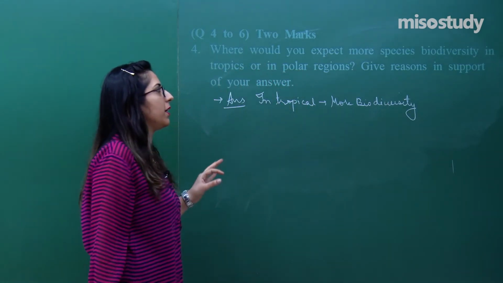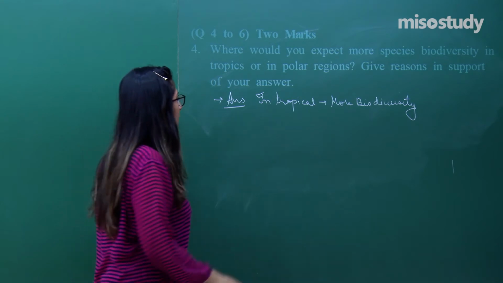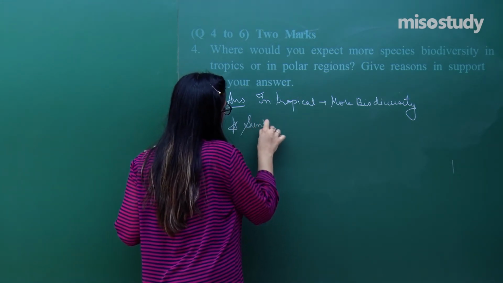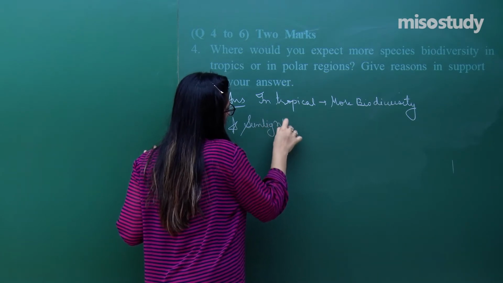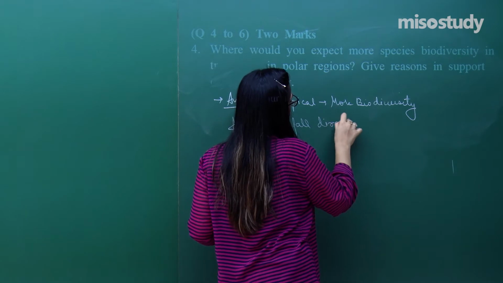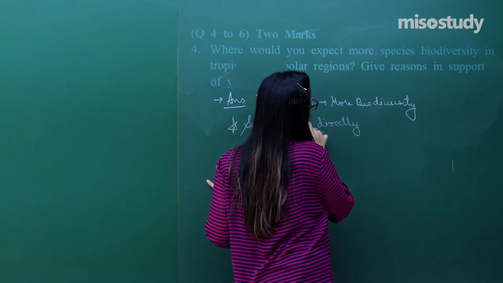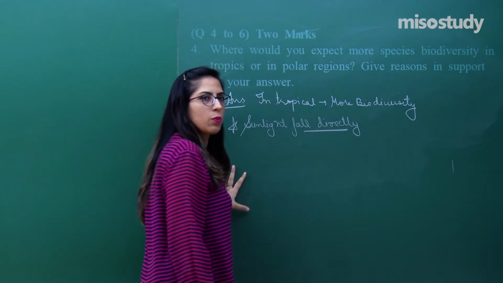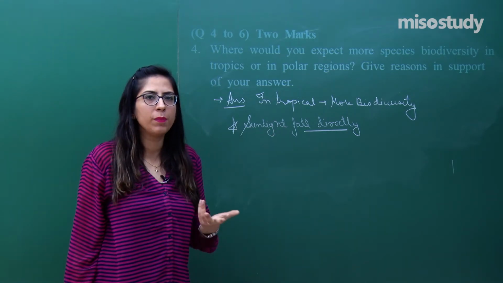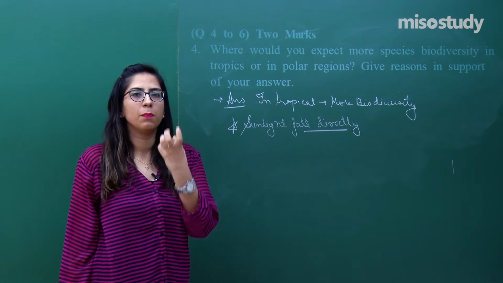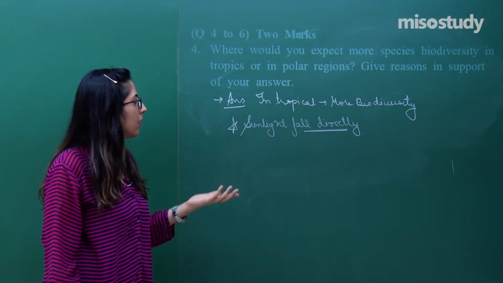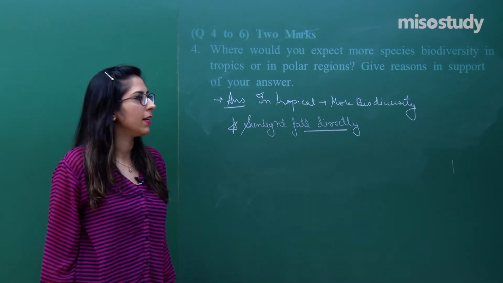Now, I have to explain and give reasons for that. First thing is that sunlight falls directly. When sunlight is falling directly, that means photosynthesis will be happening. That means plants will be able to flourish, and herbivores will be able to develop over there. So, the sunlight falls directly.